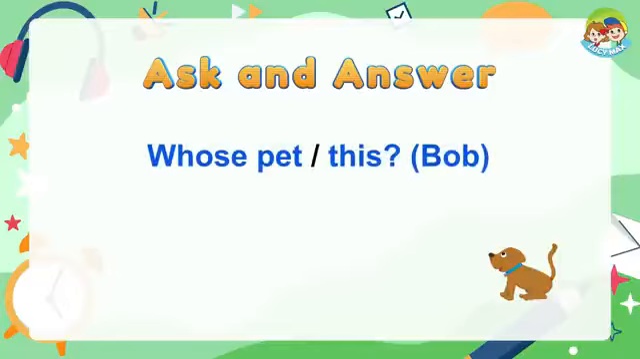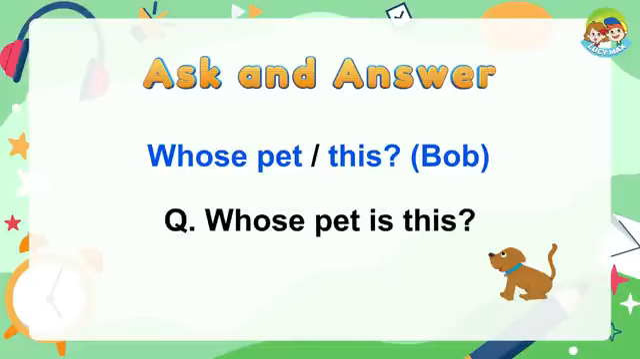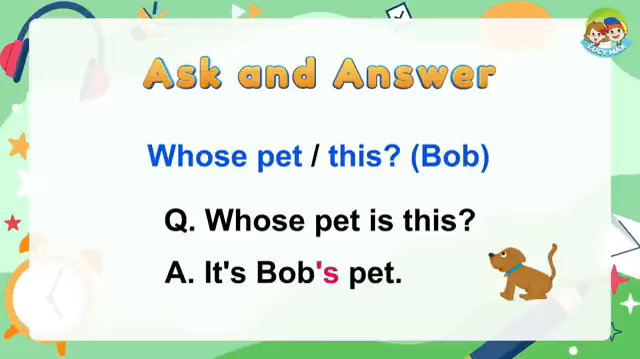Whose pet? This. And we have Bob. The question is, whose pet is this? It's Bob's pet, with an apostrophe S.